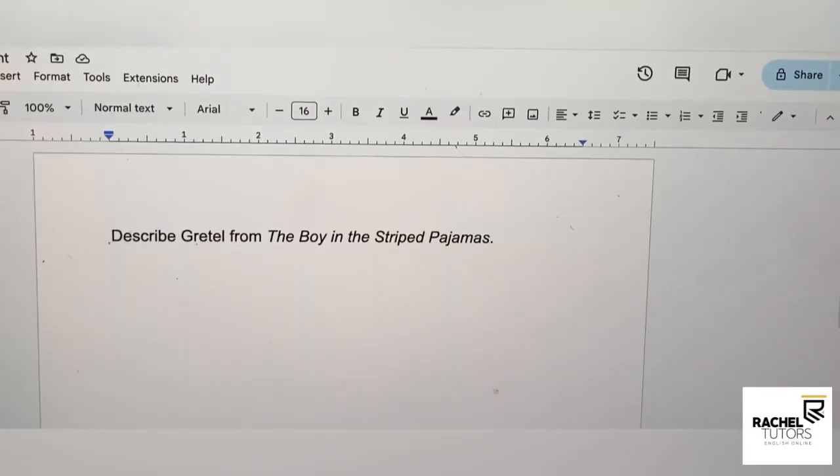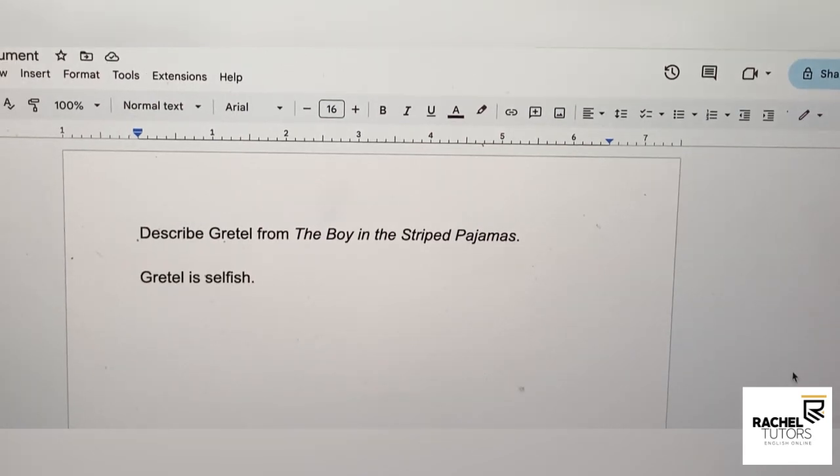Now let's look at an actual example of how this all comes together. For my example, I'm going to use a prompt that I gave to one of my actual writing students. And the prompt is this: describe Gretel from The Boy in the Striped Pajamas. It's totally fine if you haven't read this book. You will still be able to understand my illustration using this. Gretel is the main character's sister in this book, and so I asked my student to describe her. And so now I'm going to share how I would make a quotation sandwich for this prompt.